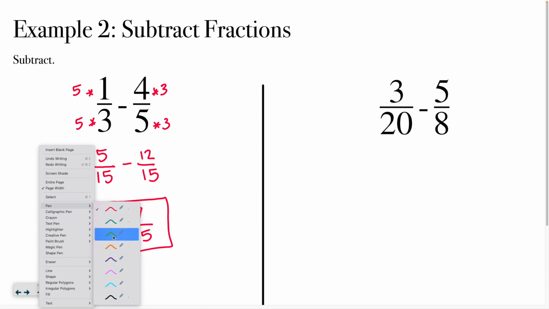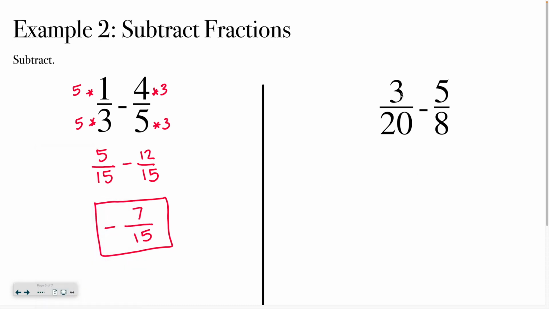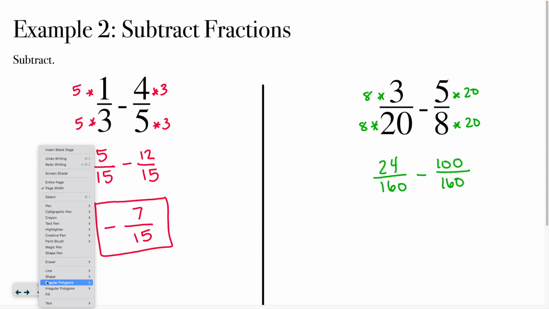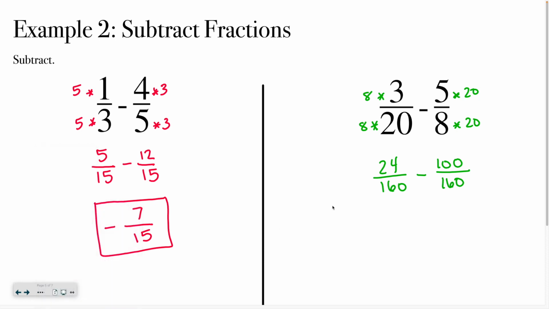All right, let's try another one. This time I have 3/20 minus 5/8. So one option that sometimes students go to immediately is they just take that opposite denominator and they multiply that. So they would end up with 24 over 160 minus 100 over 160. So you can see if you do that, you end up at some pretty big numbers.